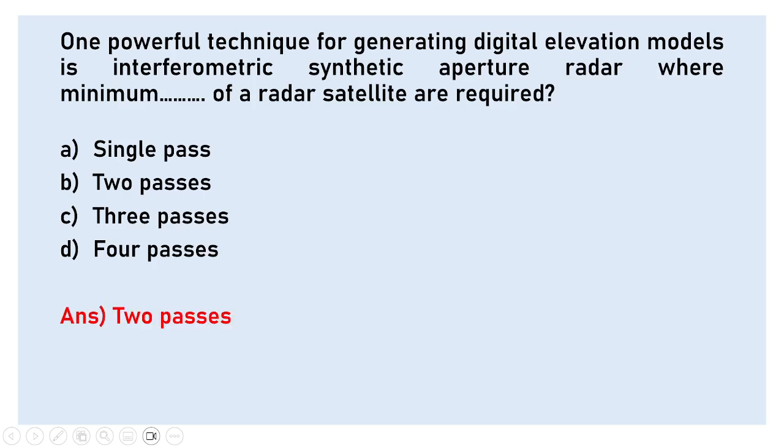The answer is 2 passes. At least twice you have to cover that area. If it's more, it's okay, but of course it's always dependent on the cost, right? So a minimum of 2 passes needs to be done in order to get a good digital elevation model.